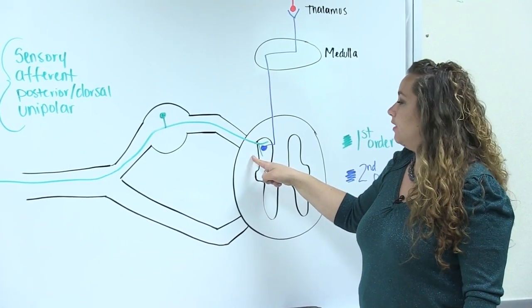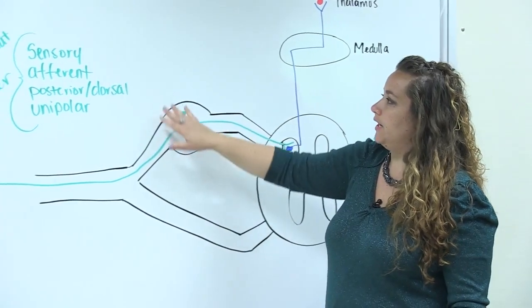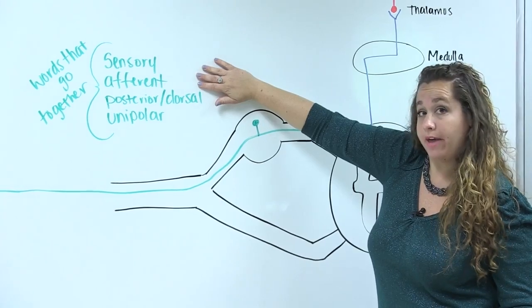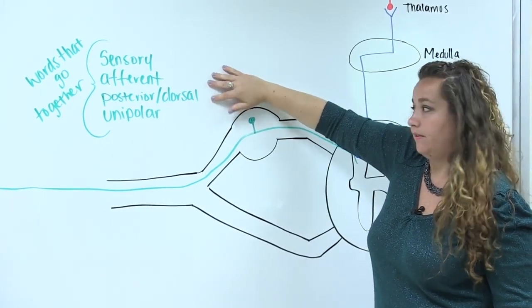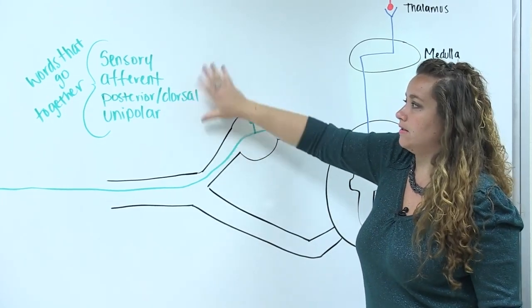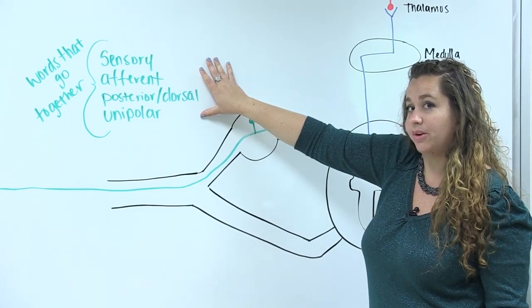Okay, as a reminder, words that go together can be seen here in green. Sensory information travels up the afferent pathway through the posterior dorsal root via a unipolar neuron. So when you see these words, these are words that go together in reference to general senses. So that's kind of your clue.